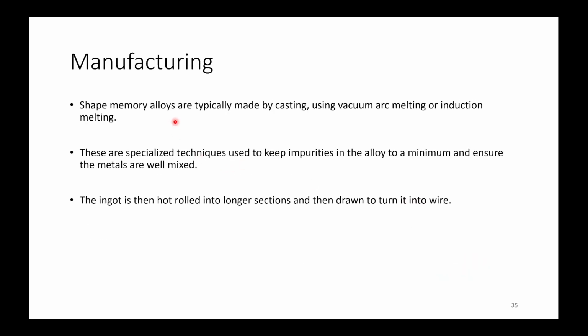Shape memory alloys are typically made by casting using vacuum arc melting or induction melting. These are specialized techniques used to keep impurities in the alloy to a minimum and ensure the metals are well mixed.